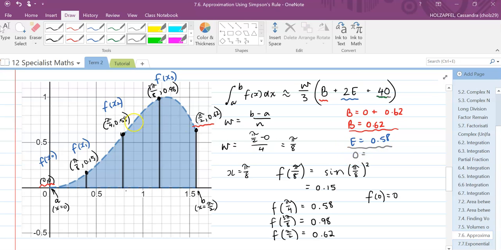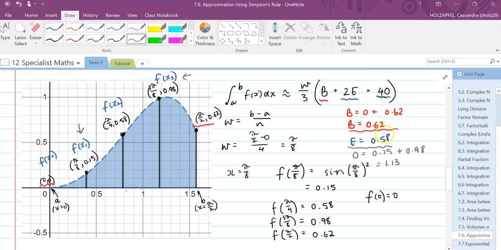So now we're going to go ahead, we're going to identify our odd values. So our odd values are going to be my f of x1, so that's going to be this value here, and my f of x3. So let's substitute those in. So we're going to have 0.15 plus 0.98. And these are going to make the middle of those polynomial functions that we were speaking about in the previous video. So this is going to be equal to 1.13.